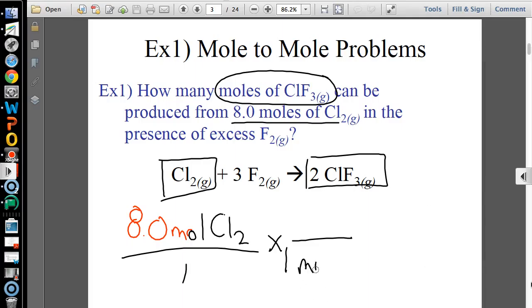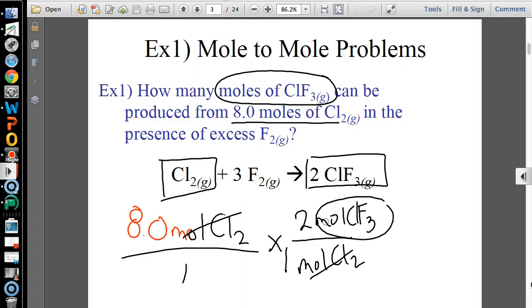1 mole of chlorine, and then that's for every 2 moles of ClF3 produced. And if I make sure my units are canceling, and I do have what I wanted in the top right-hand corner, I wanted moles of ClF3. And so this is pretty simple. It's going to be 16 moles of ClF3.